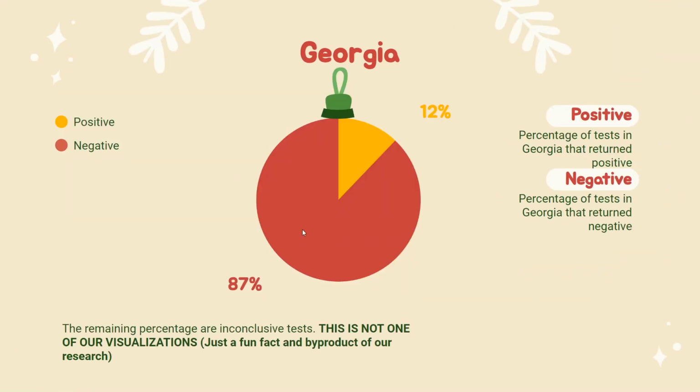And last, just a fun little visualization here. This is not one of our actual visualizations, something we found during our research. Georgia actually had 87% of its tests were negative, 12% of its tests were positive, and then 1% of that was inconclusive.